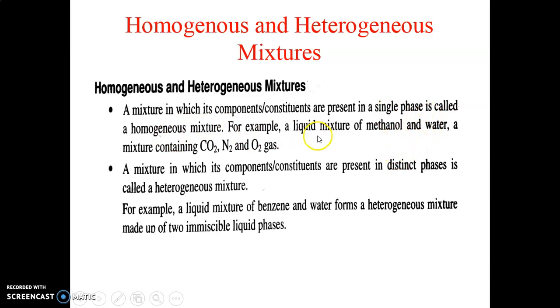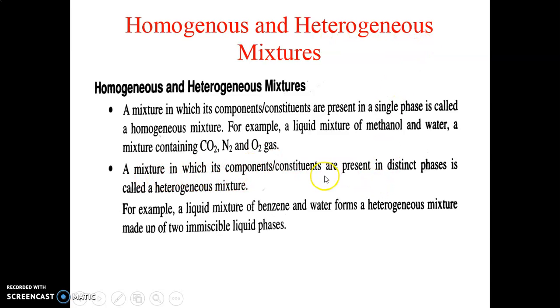That means if we take a liquid mixture of methanol and water, here both methanol and water are liquid, so it is called homogeneous. Or if we take gases like carbon dioxide, nitrogen and oxygen, that is also called a homogeneous mixture. So in homogeneous mixtures, the components are present in a single phase, that means liquid or gas, or maybe solid.